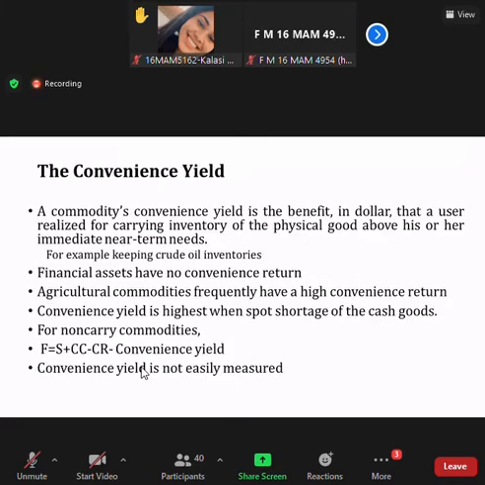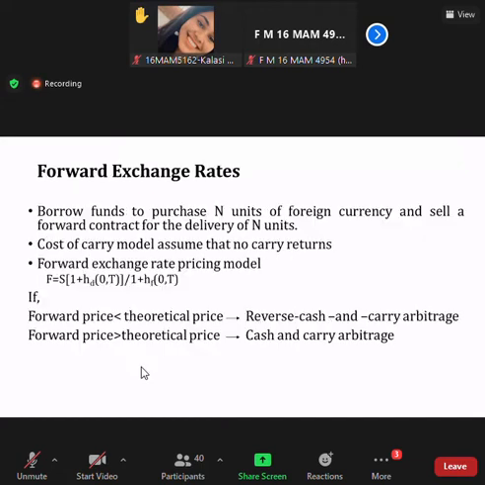Okay, so we calculated the forward price. Now we are going to calculate the forward exchange rate. We discussed 3 types of contracts: forward contracts, forward exchange rate contracts, and also the forward rate agreement. So the second part we are going to discuss is the forward exchange rate, right?